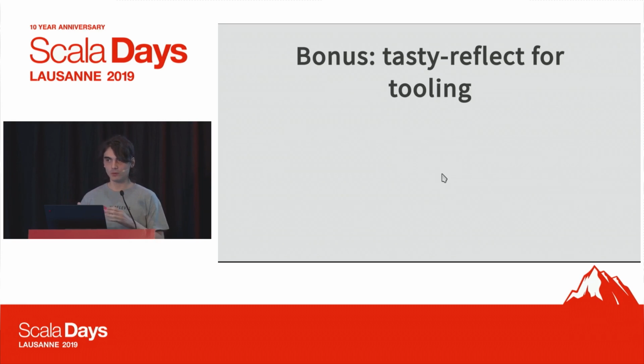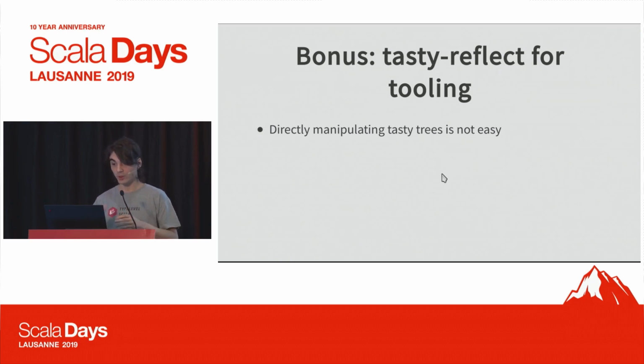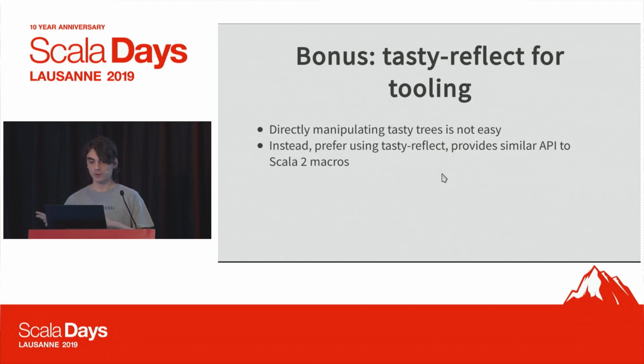Okay, and now that you've seen all that, you might wonder, okay, well, should I use this tasty thing to build tools? And the answer is most of the time you don't actually need to, because there's this different but very much related thing called tasty reflect, which is going to be easier to use because directly manipulating tasty trees is not easy. Whereas tasty reflect is something whose main use case is replacing Scala 2 macros and provides an API which is similar to Scala 2 macros where you're manipulating trees using a library. But it can also be used for tooling because, whereas in Scala 2 the macro API exposes basically the compiler internals, tasty reflect tries to expose something which matches the tasty spec, which means it should be something that can be evolved and something which you can rely on for tooling.